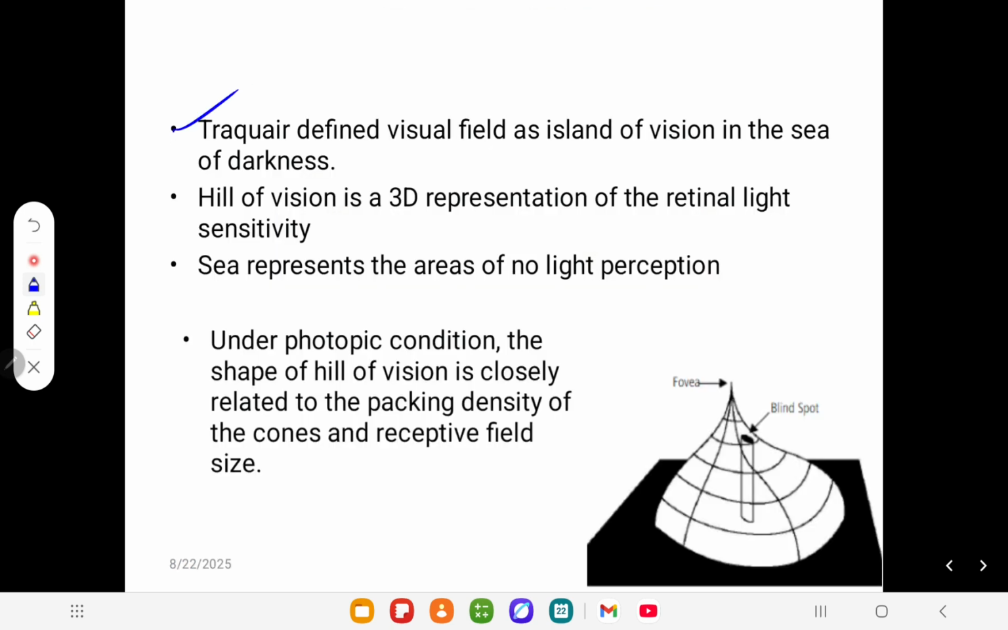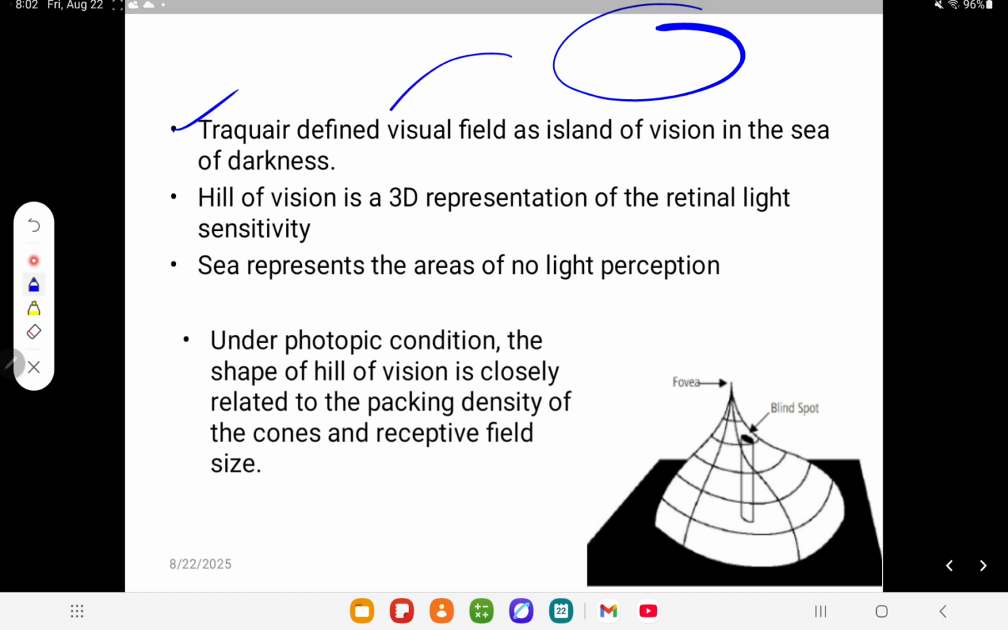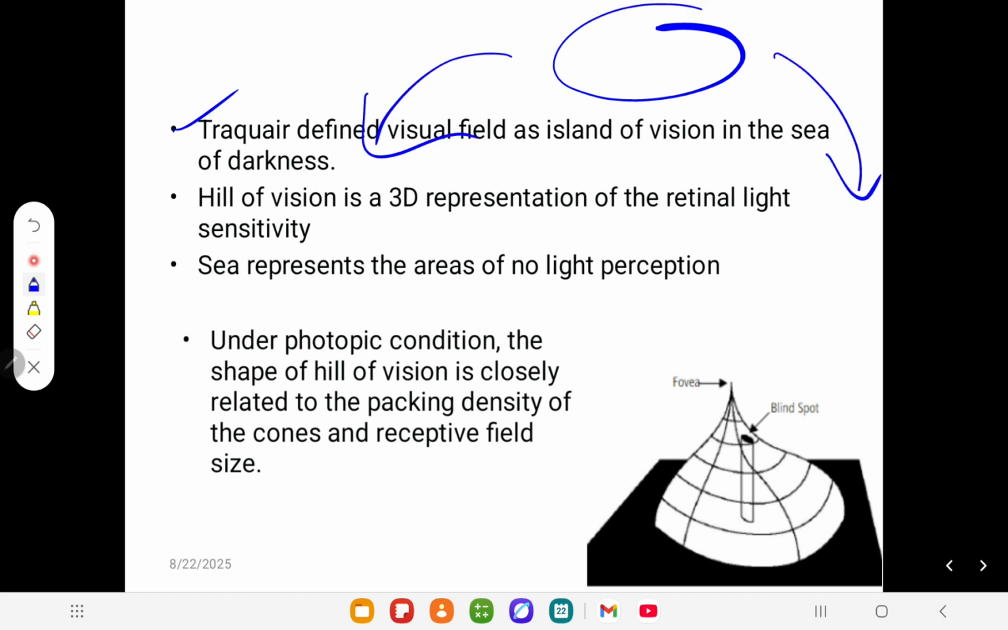So Traquair defined the visual field as an island of vision in a sea of darkness, because you see something around here and you don't see beyond, neither temporally nor nasally. You see only an island of vision. Here is a 3D representation of retinal light sensitivity. The black represents the area of no light, and there is light only in the white portion, and there is still a black portion within the visual field, which belongs to the blind spot.